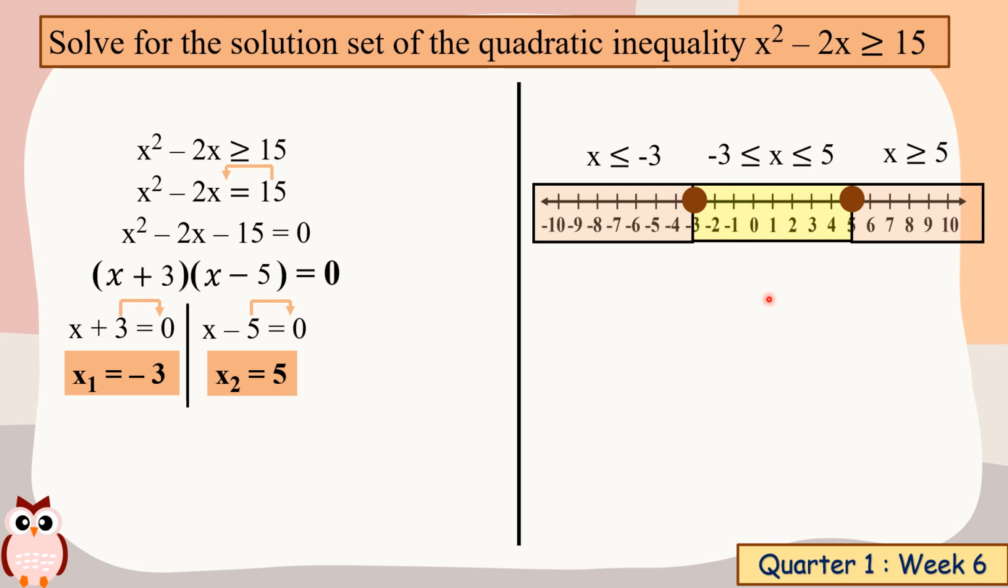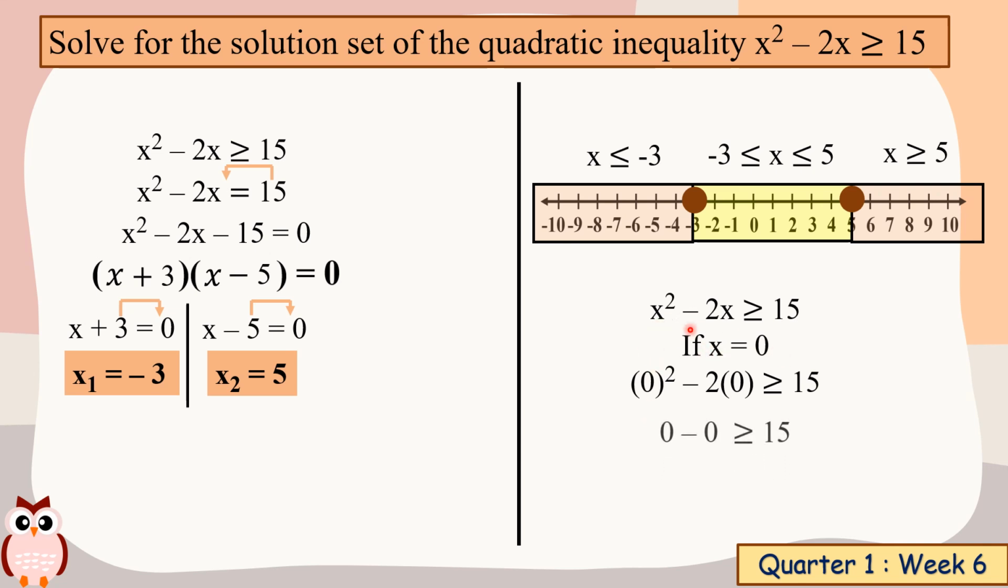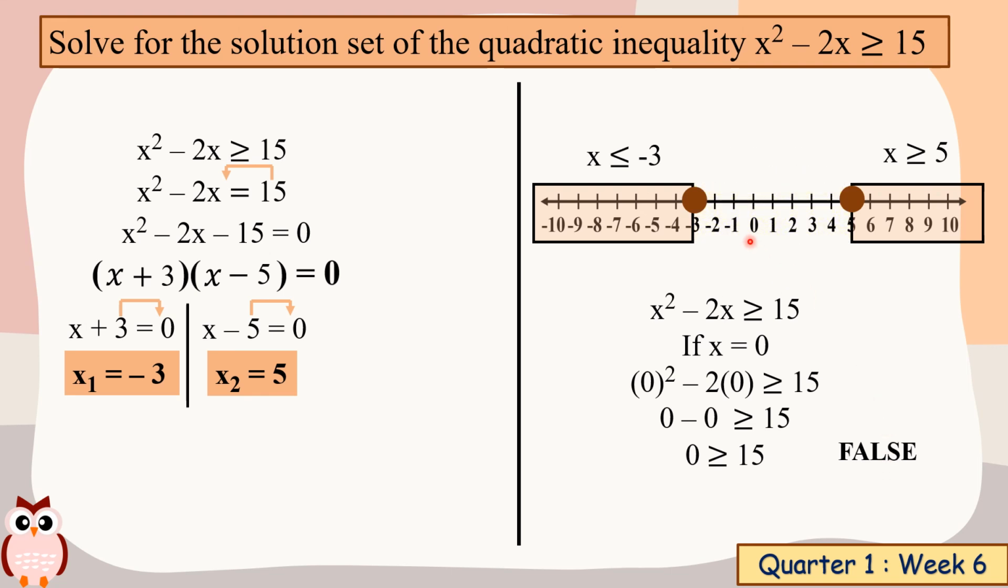So we're going to have now our test point. So you have to write the given quadratic inequality. Then you have to use our test point equal to 0. We substitute the values of x from the given quadratic inequality. You simplify and is 0 greater than or equal to 15? Okay, that is wrong, or that will make your inequality statement false. So therefore, yung nasa dulo-dulo po ang atin pong magiging solution set from the given quadratic inequality.